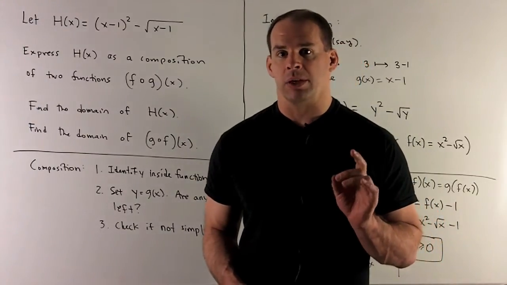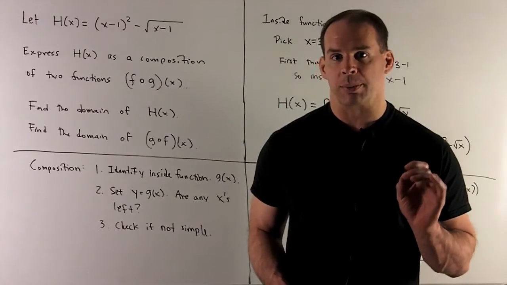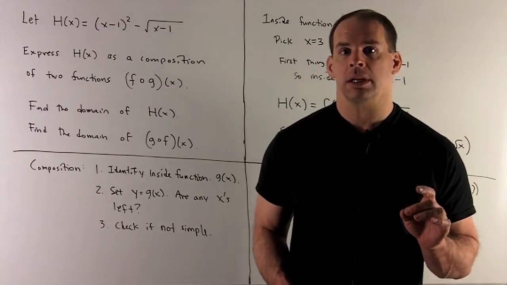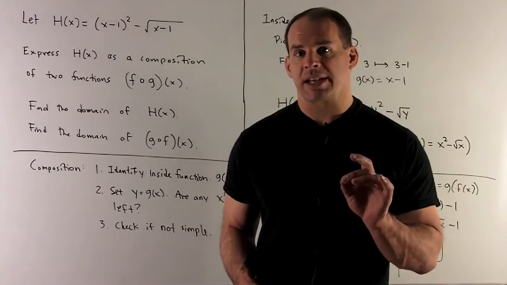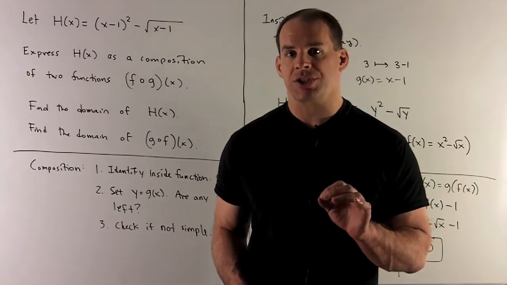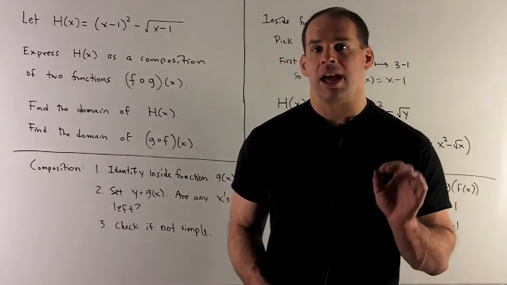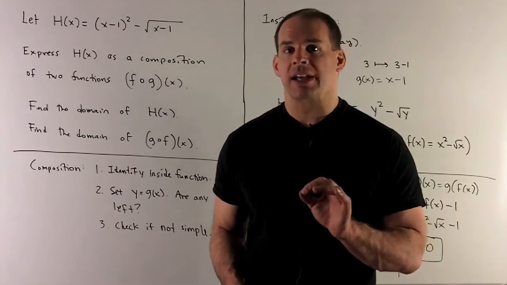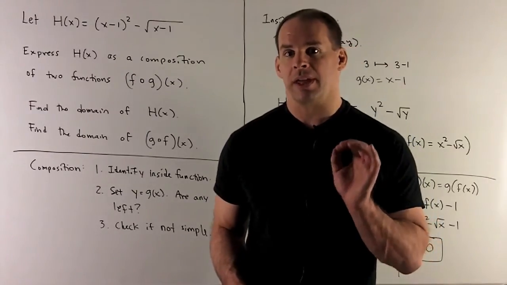Let h of x be equal to (x minus 1) squared minus the square root of (x minus 1). Three things. First, write h of x as a composition of two functions, f composed with g of x. Then, identify the domain of h of x. Then, identify the domain of g composed with f of x.